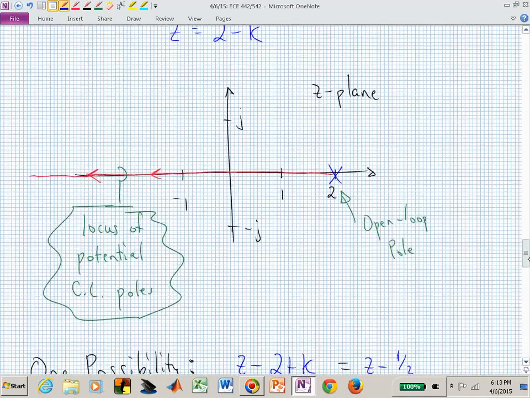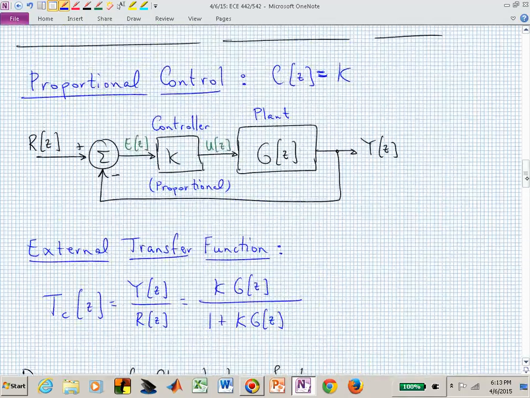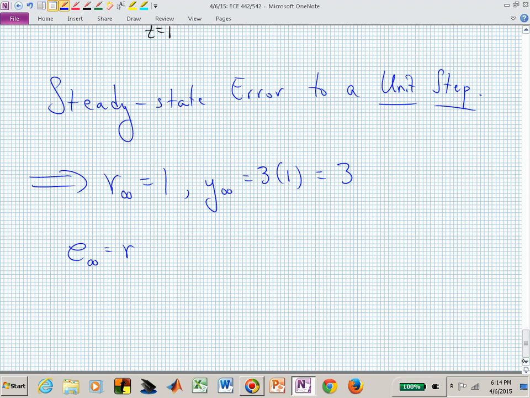if you go back up to your block diagram, you might just start sketching a block diagram. Buy yourself some time. You say, okay, here's my block diagram, here's my system, G of Z, here's my controller K, my error signal, error is R minus Y. You now know that you can say, okay, R of infinity minus Y of infinity is 1 minus 3, or my steady state error is minus 2.